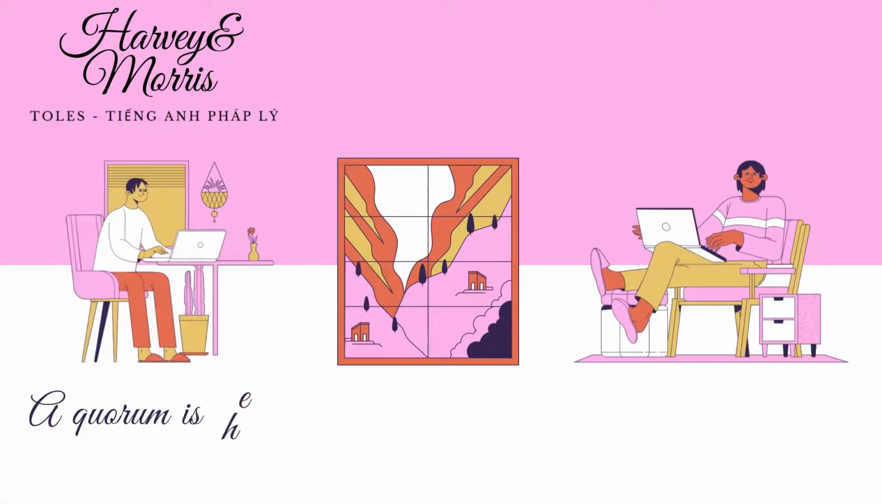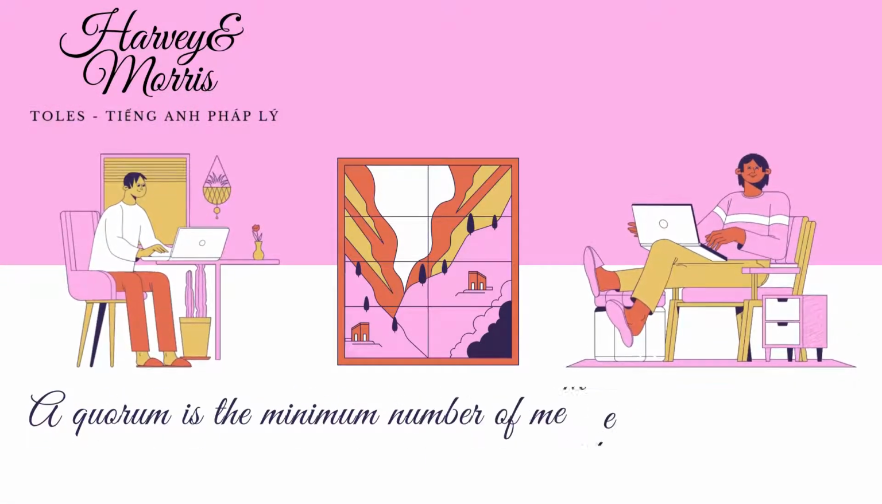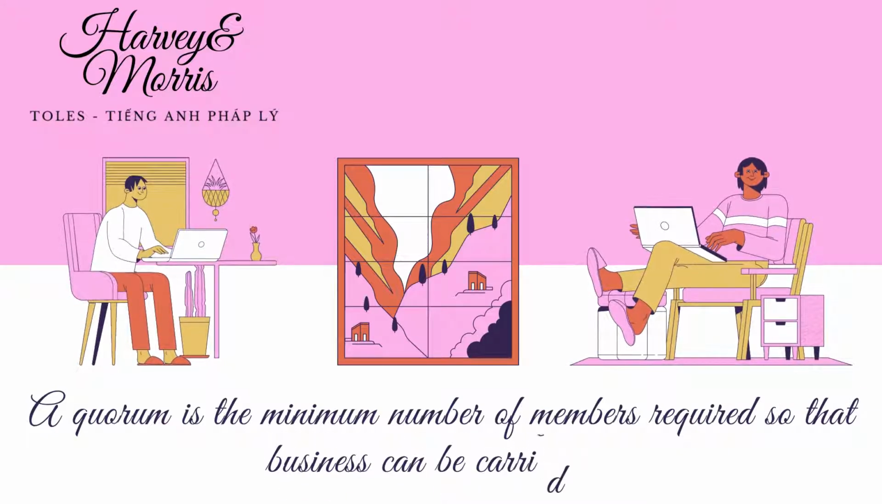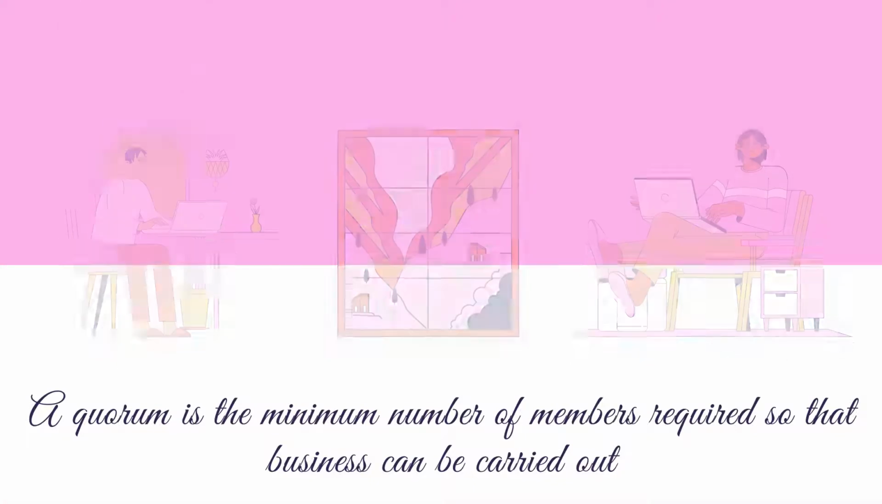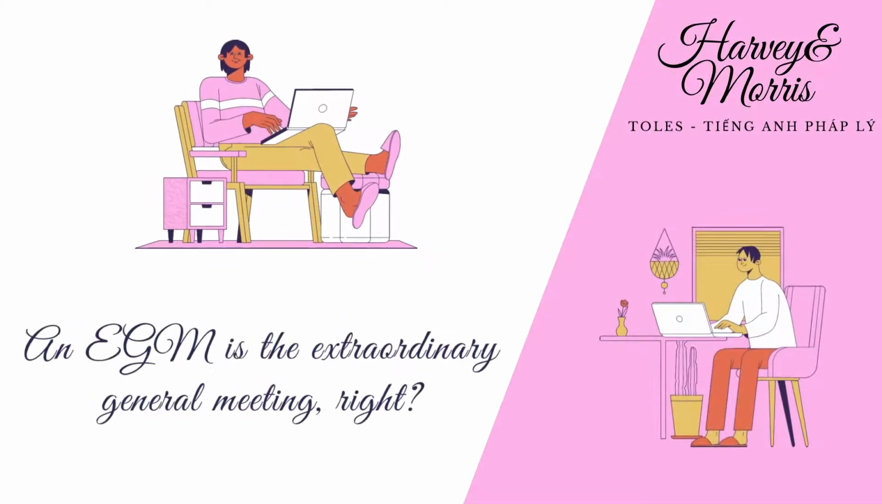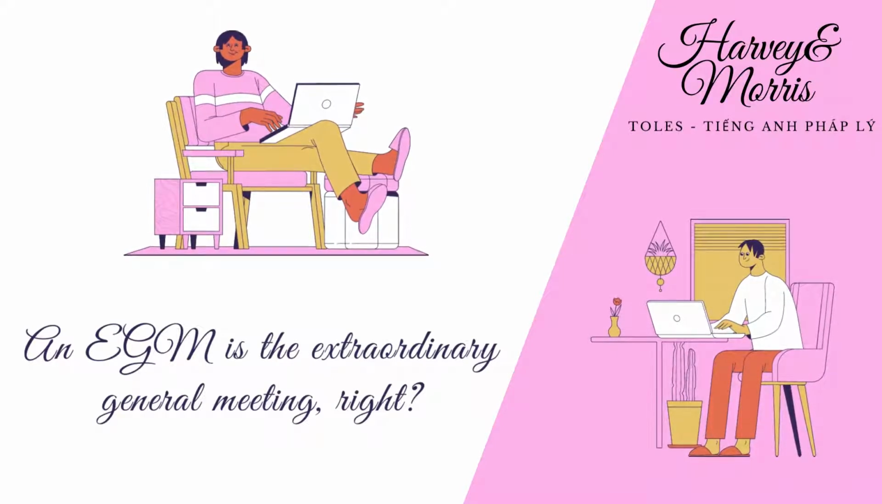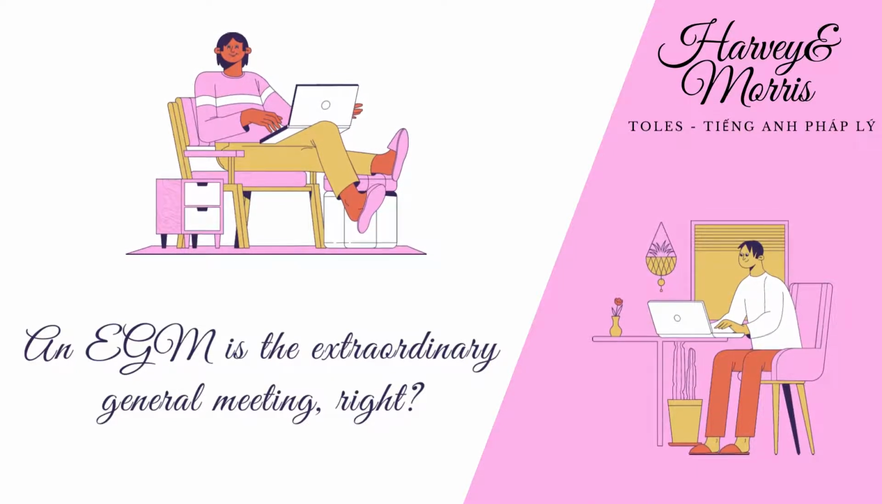Tell your client that they have to call a board meeting, but at reasonable notice. And a quorum of directors has to be present. That's the minimum number of members required so that business can be carried out. At this meeting, the directors have to pass a resolution that they'll hold an EGM where they'll vote on the increase of share capital. An EGM is the Extraordinary General Meeting, right?